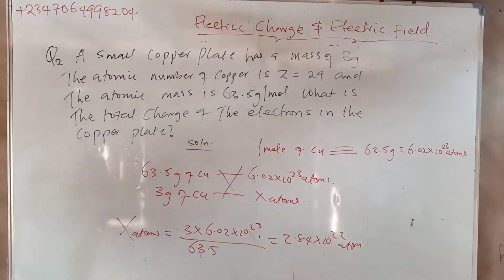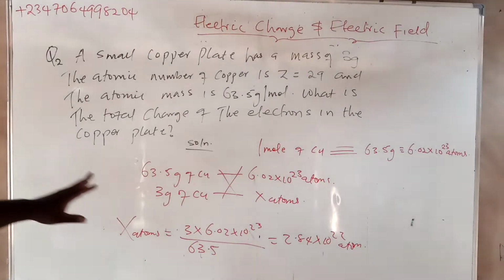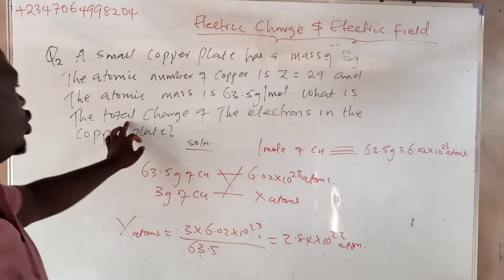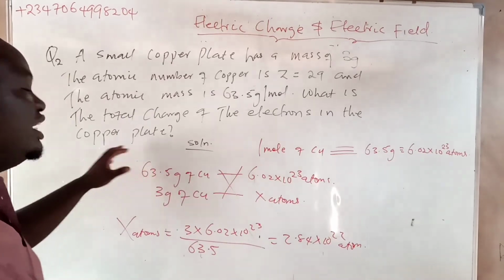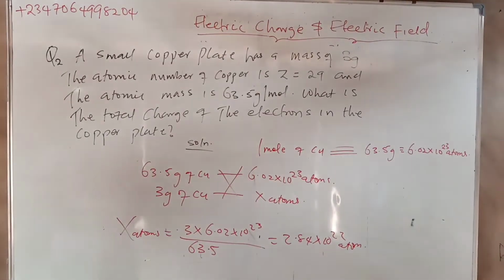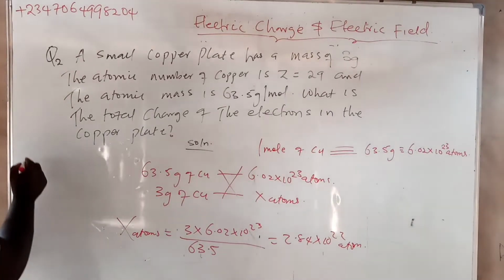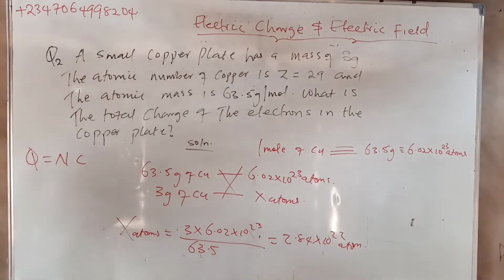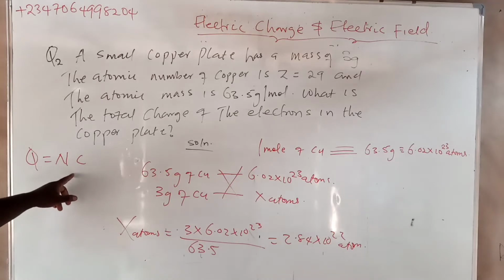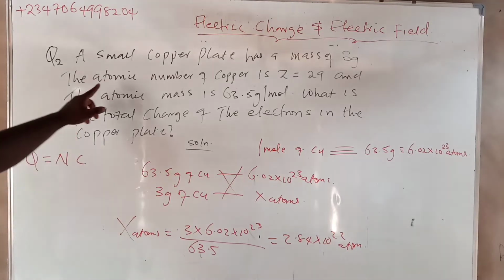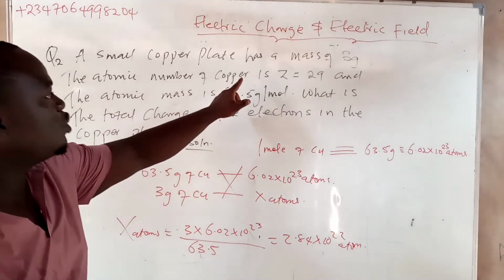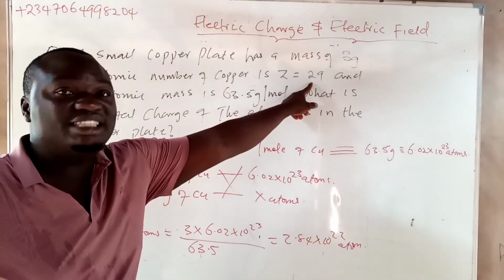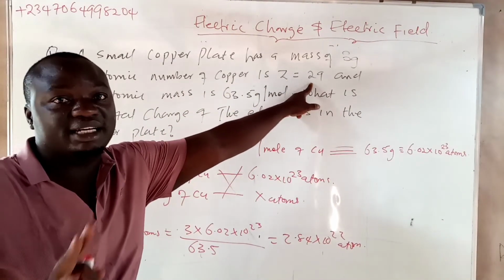If you arrive at this answer, remember, they want you to calculate the total charge of the electrons in the copper plate. And the formula for calculating the total charge is Q is equal to NE. Remember, this is the number of electrons. And they said the atomic number of copper is 29. This question is simple and yet tricky.